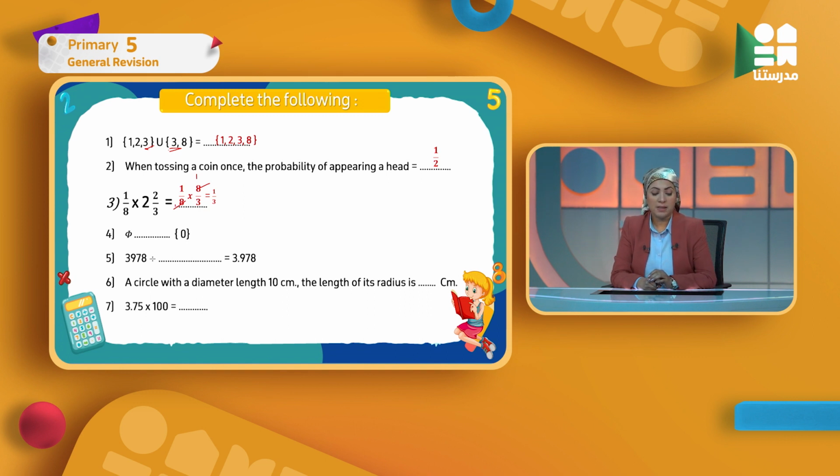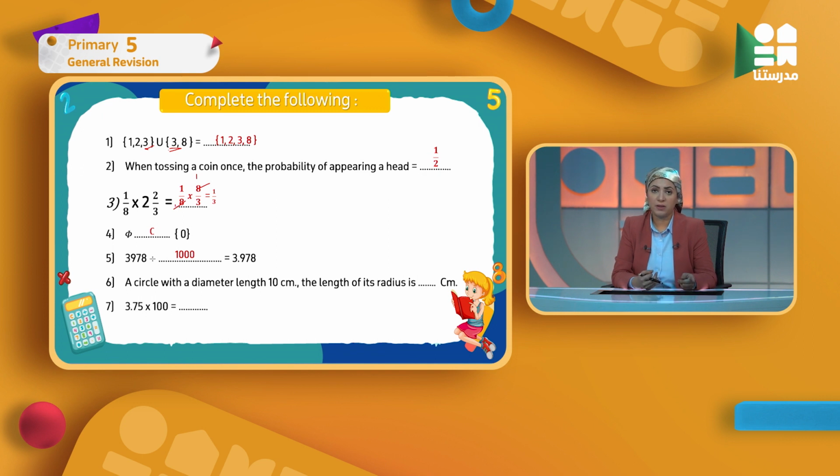Question 4, phi. Phi is a subset of the set 0 because phi and the set 0, both of them are sets. And phi is a subset of any set. هي هوا موجودة في كل السets.